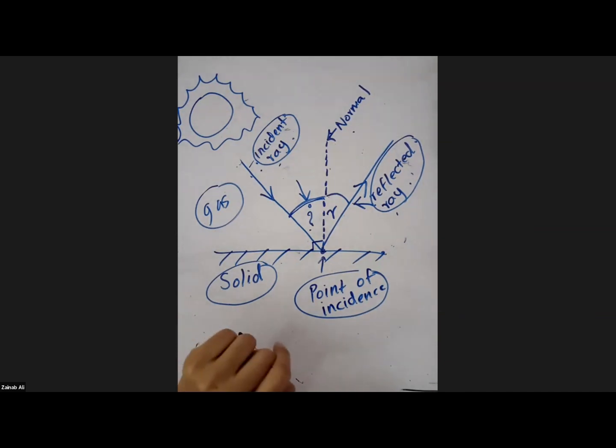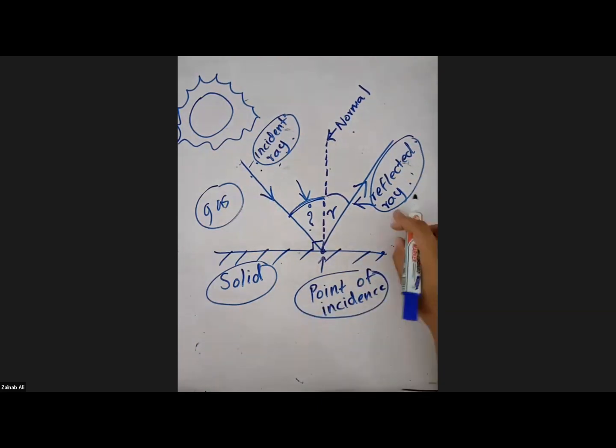Humaina Hussain, can you tell me what is the reflected ray? Humaina, can you tell me what is the reflected ray? Okay, then Saida, can you tell me what is the reflected ray? The ray that is reflecting away from the mirror. Very good. The ray that is reflecting away from the mirror, you call it the reflected ray.